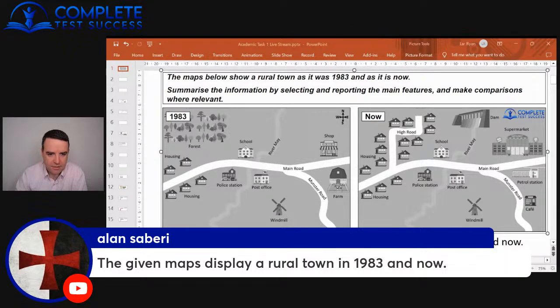Alan, the given maps display a rural town in 1983 and now. Perfect, good job.